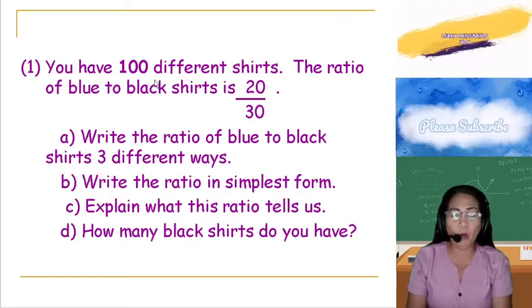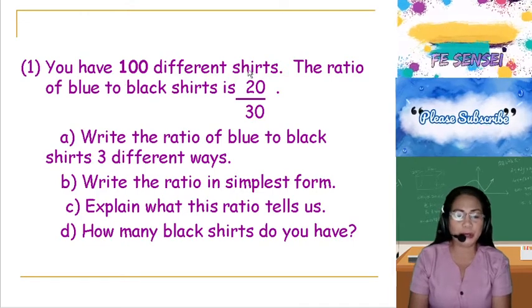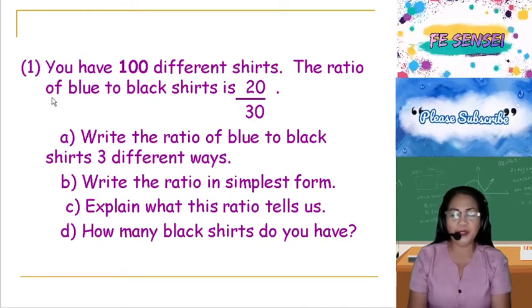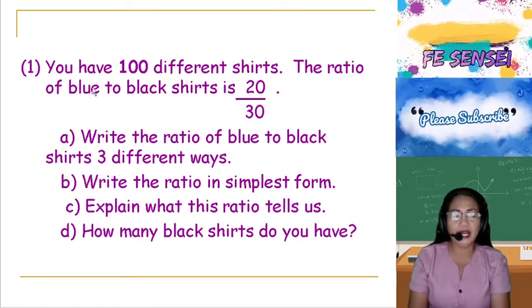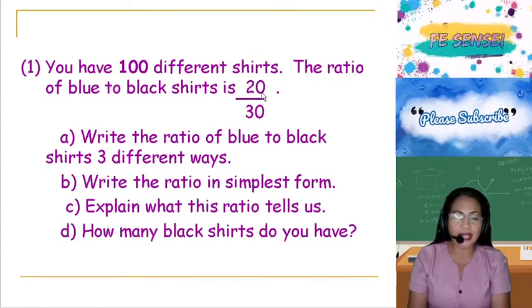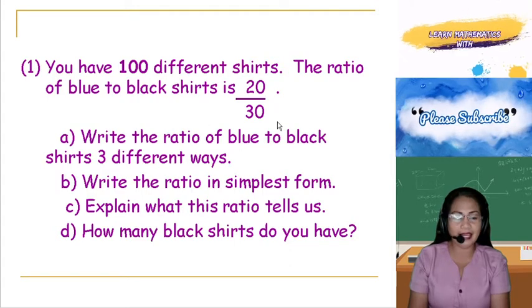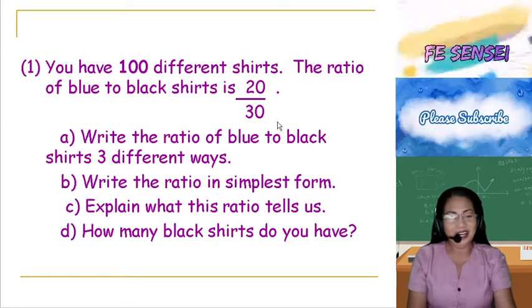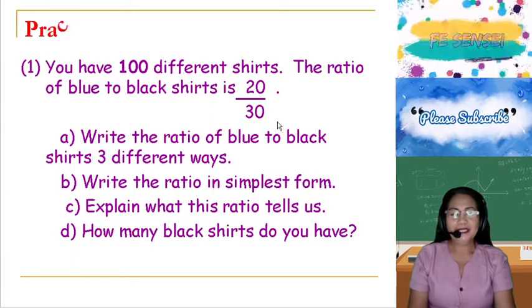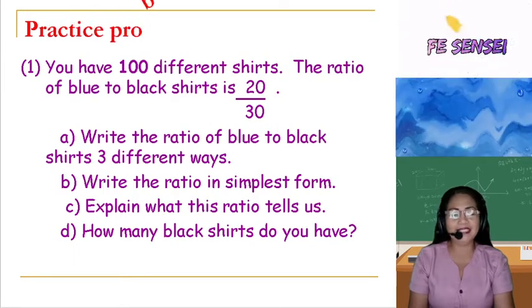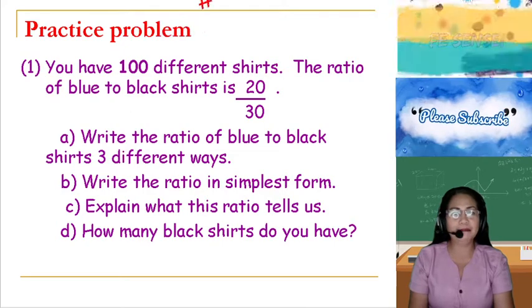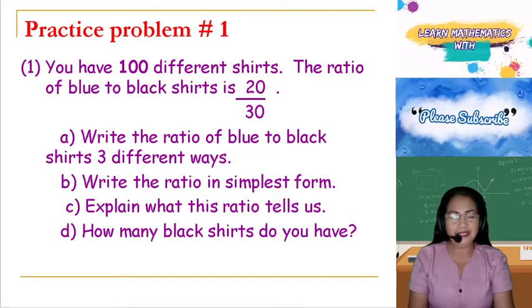So we have 100 different shirts. And the ratio of blue to black is 20 over 30. Blue, 20, and black, 30. Okay. So, this is a practice problem and you can solve it.